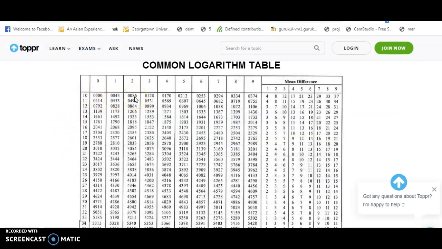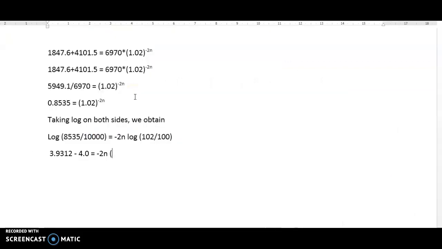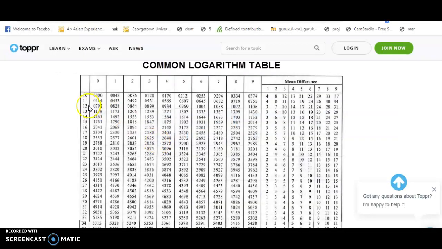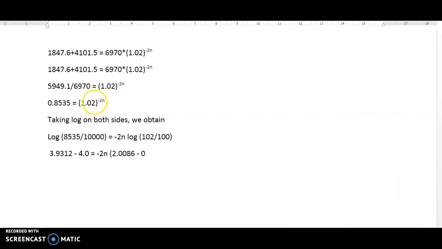Equals minus 2n, log of 102. The value is 0.0086, and the digits here are 3, so 3 minus 1 is 2, minus log 100, which is 0 only, but the number of digits here are 3, so 3 minus 1 is 2. Okay, now you just simply have to solve this.